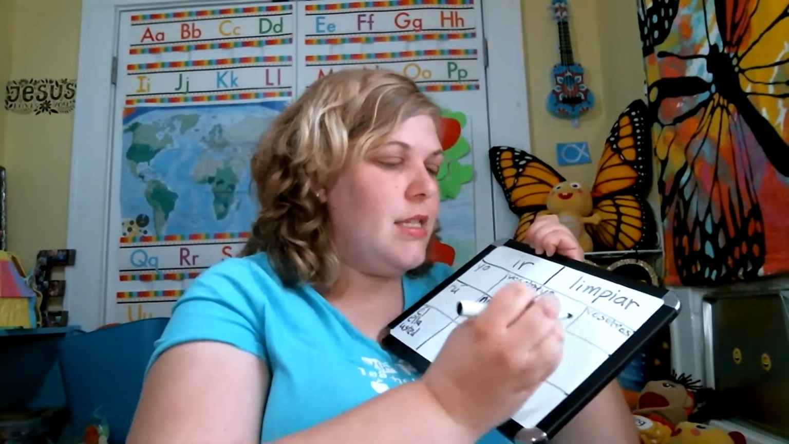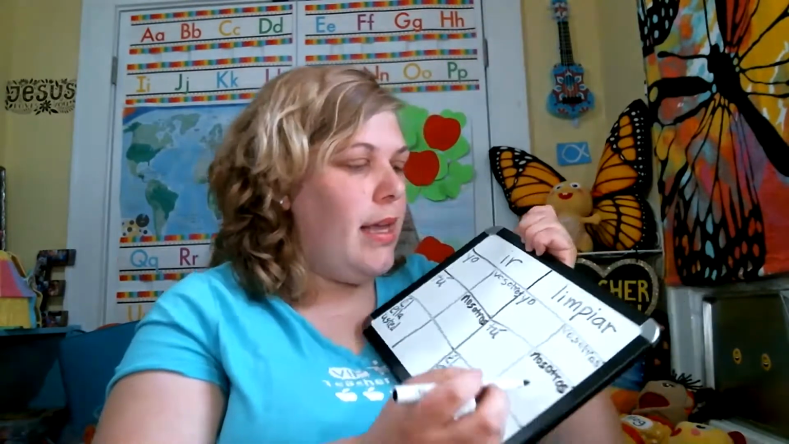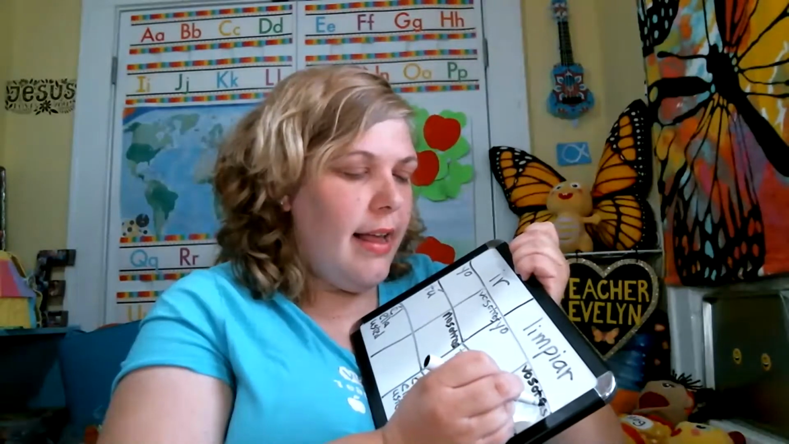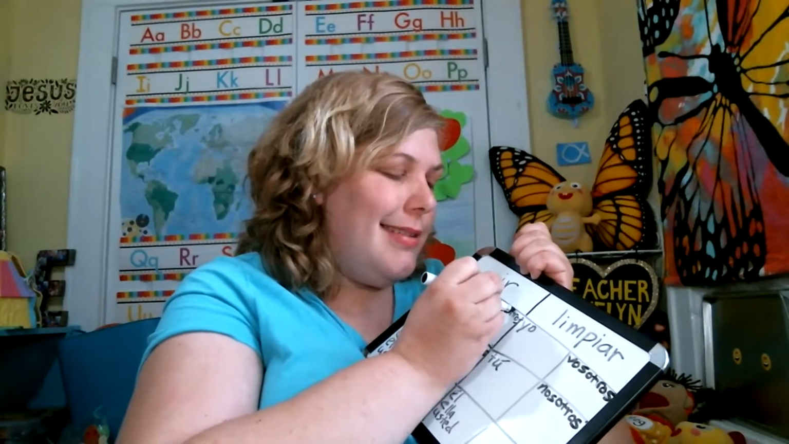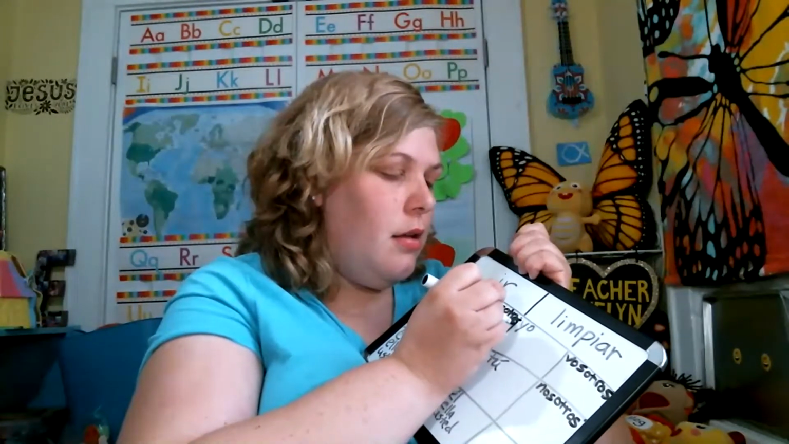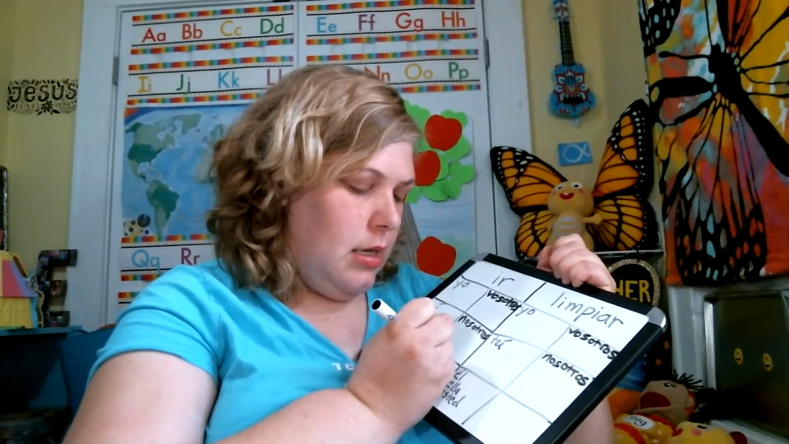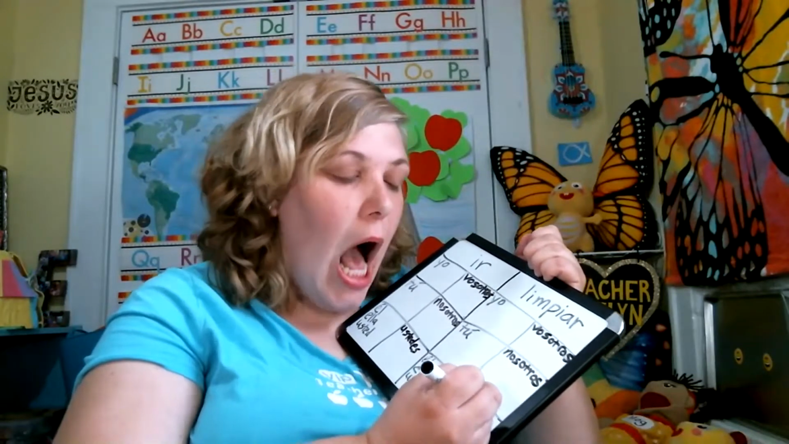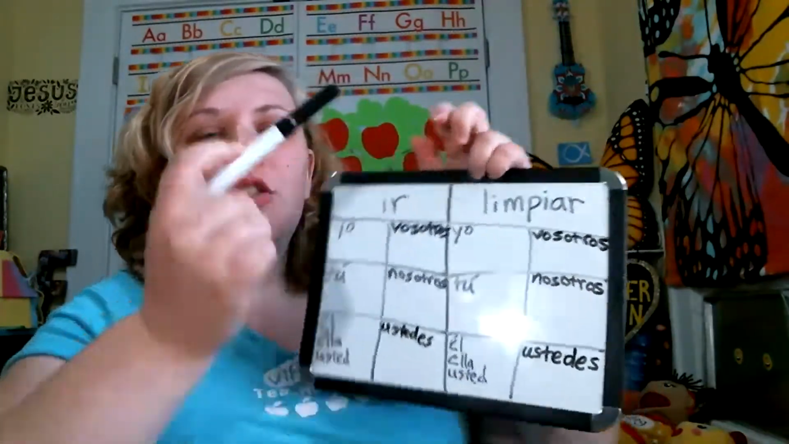Nosotros is we. Oh, that's better. Nosotros is we. So that's vosotros. Let me go over the vosotros again. Vosotros. Again, that's only in Spain, but we learn it in school just in case you go to Spain. And the origin of the language comes from Spain. And then ustedes. Instead of vosotros, they say ustedes, which is y'all. You all. Ustedes. Okay? So this is how we're going to conjugate it.